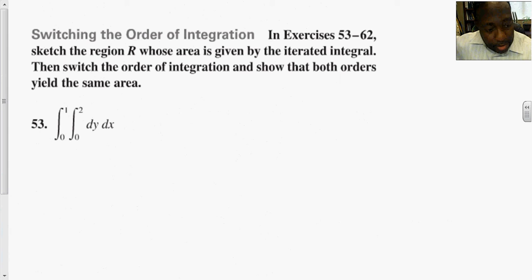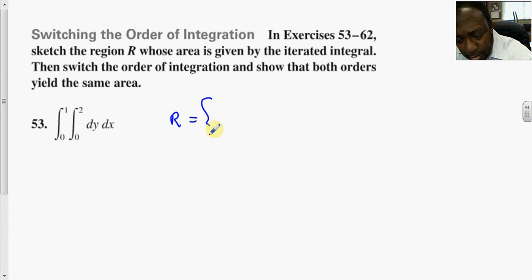Now, let's look at a couple more problems. In the exercise, sketch the region R whose area is given by the iterated integral. Then switch the order of integration and show that both orders yield the same area. That is supposed to be the case. Well, let's draw this out to see what we have, and to write the region. This region says this.